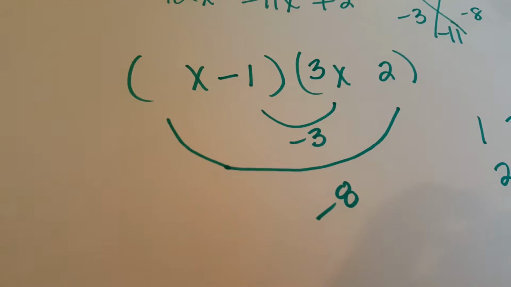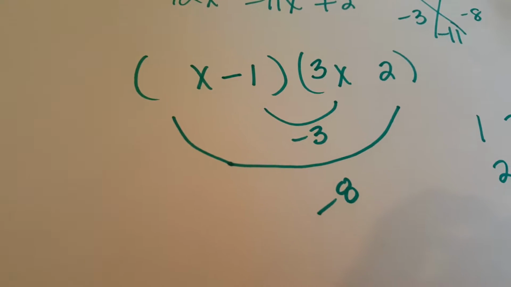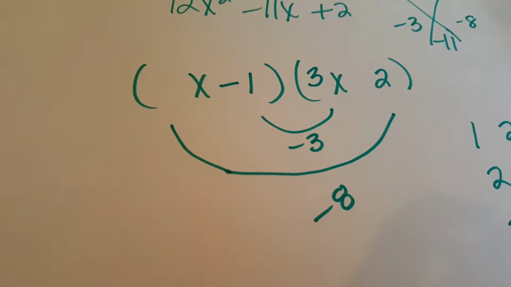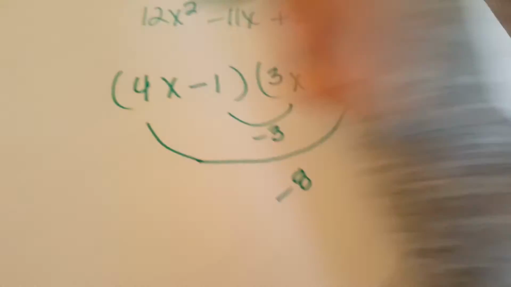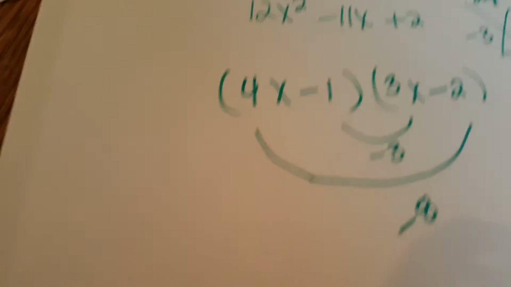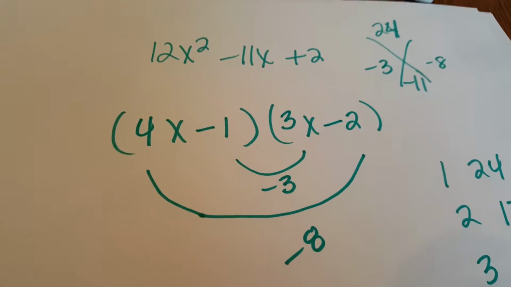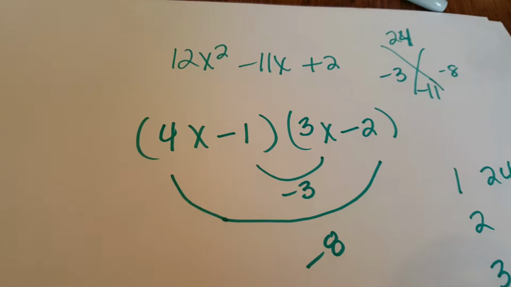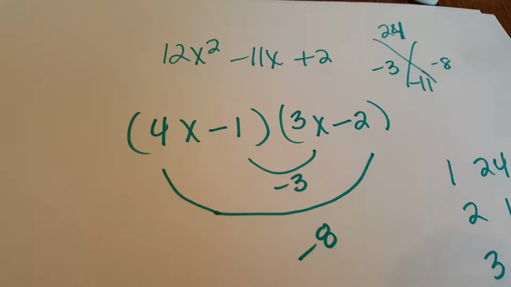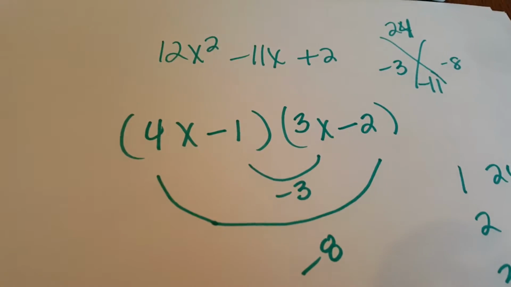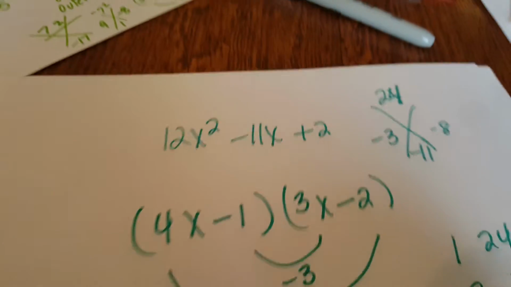All right, how about the 8? Here again, I don't want my lead term to be negative, but I want a negative 8. So this is going to have to be a positive 4, and this is going to be a negative 2. Now, like I said, check in your answers, multiply them back together, and make sure that they give you the original statement.